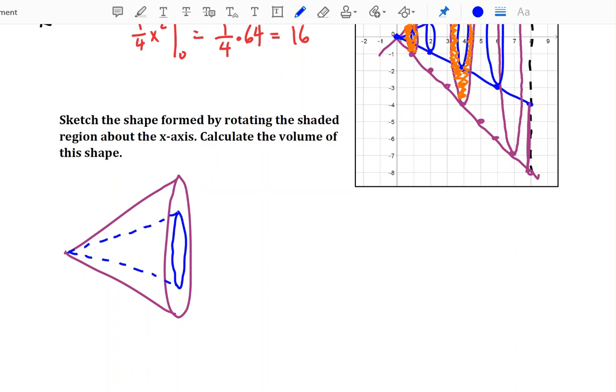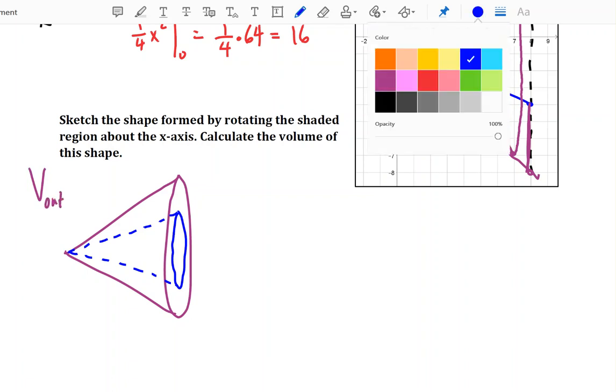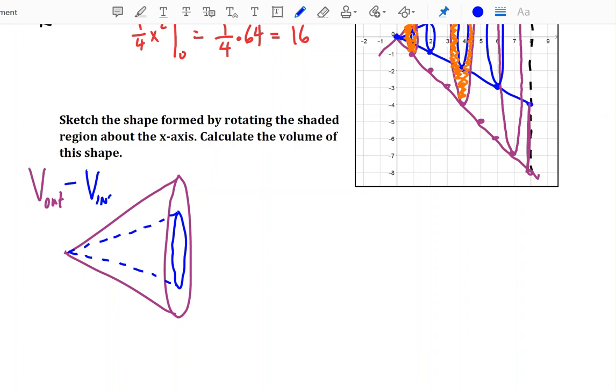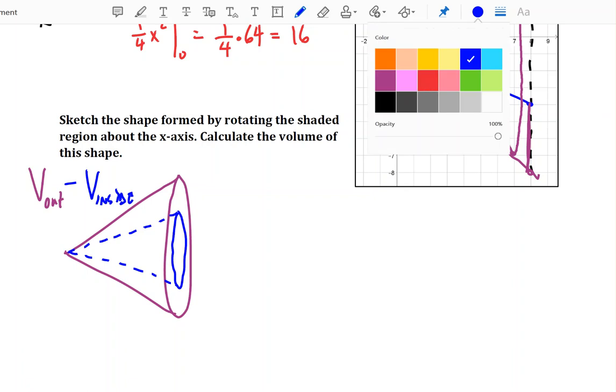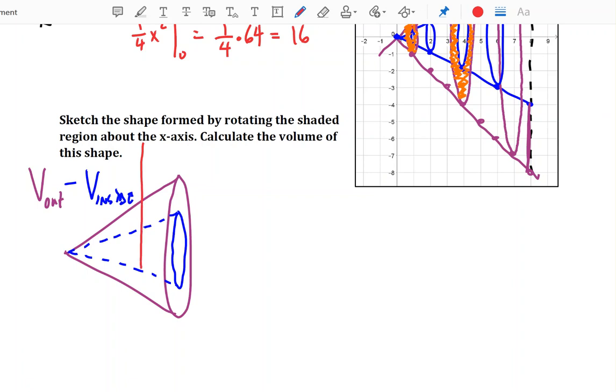And that is one way we could approach this problem. We could treat it as two separate volumes. We could calculate the volume of the outside cone, and we could then subtract the volume of the inside cone. But I want to think of this slightly differently. Since we've been approaching problems in terms of their cross sections, I want to imagine more precisely the shape that is formed when we slice this thing vertically.